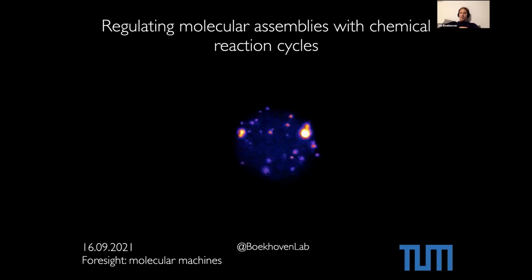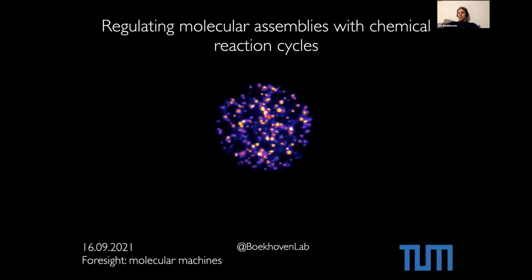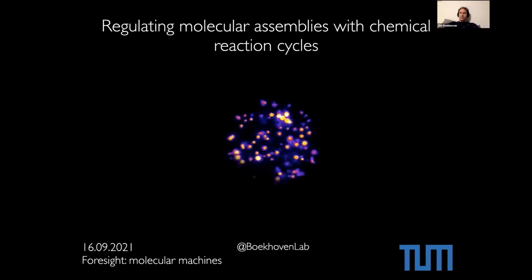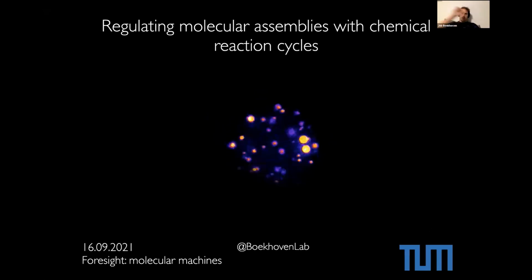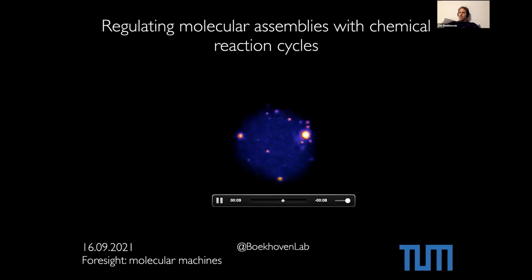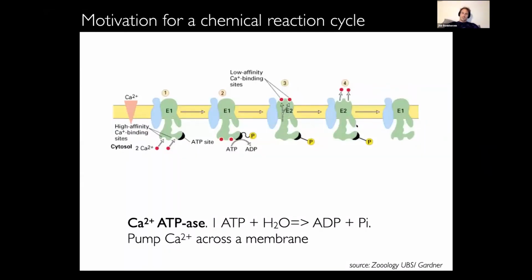So I'm going to talk about how we can regulate molecular assemblies, clusters of molecules coming together, using chemical reaction cycles. So not chemical reactions per se, but really a cyclical reaction. And let me start with that first, why I think that is important, that this is cyclical. And this comes from biology. So why would we want to use a cyclical reaction rather than just a reaction, A becomes B? And the simple answer, maybe the unsatisfying answer, is because biology does it too.